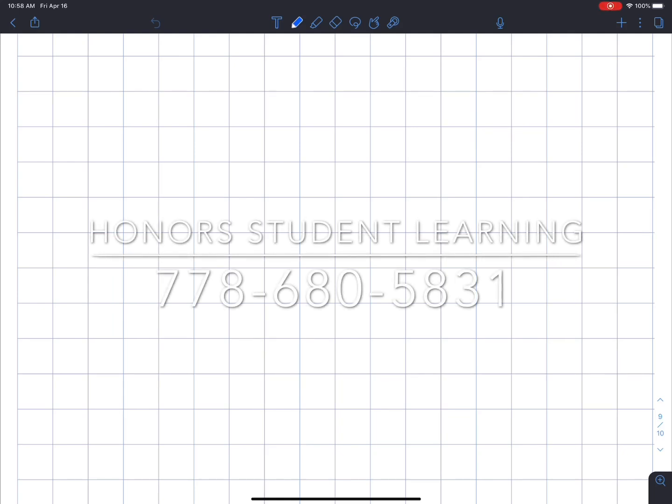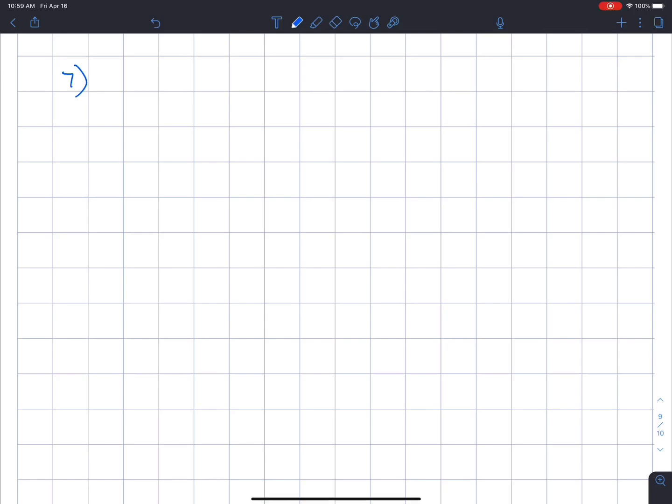Okay, moving on to question 7. So if we have a cube, all the side lengths are going to be the same. So I can just label them as x, x, x. To find the surface area, this will just be the area of one face, which is x times x.